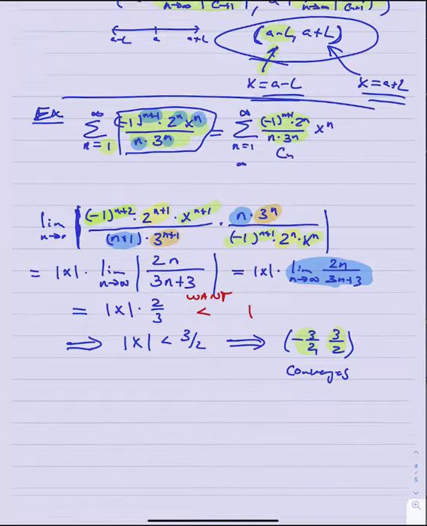Okay, for that, we're going to look at each one of those cases separately. And this is pretty easy to do. Again, what was our series? It was n equals 1 to infinity, negative 1 to the n plus 1 times 2 to the n, x to the n, over n times 3 to the n.